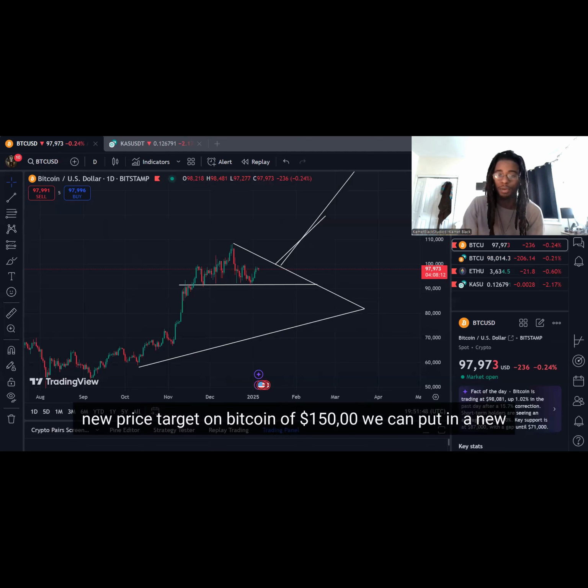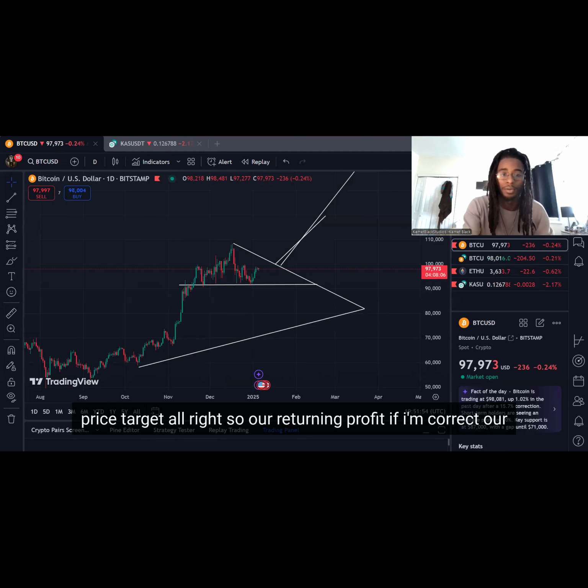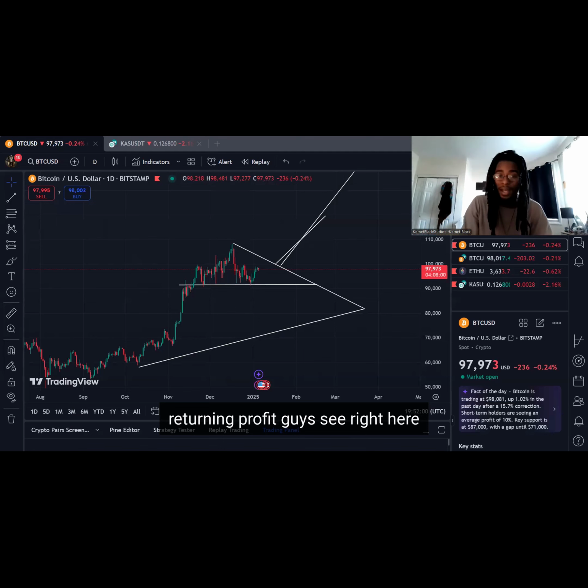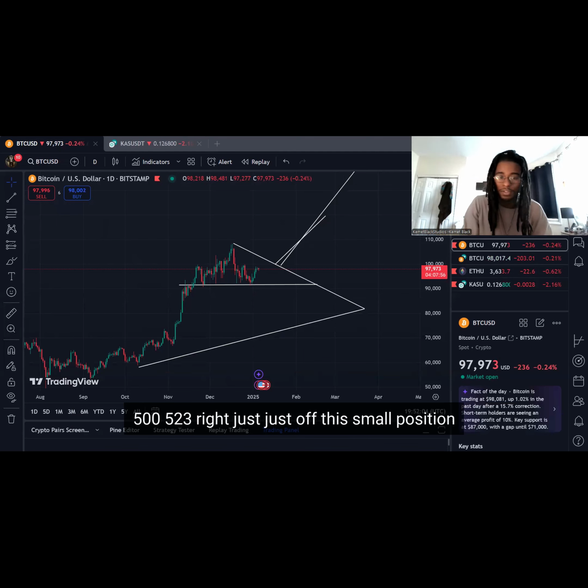Now that we have a new price target on Bitcoin of $150,000, we can put in a new price target. Our returning profit, if I'm correct, guys, see right here, $523, just off of this small position.